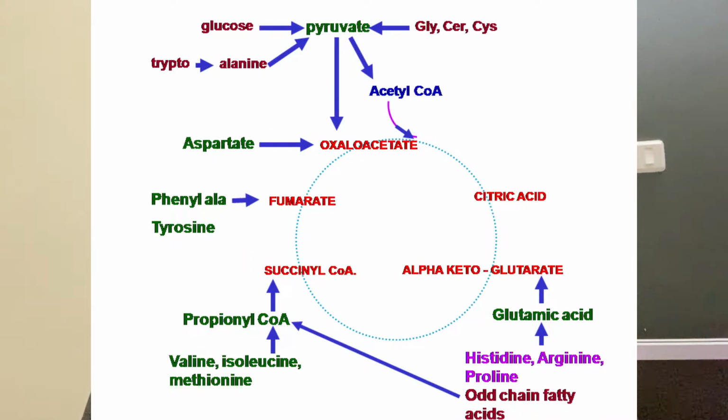So a diagram is given here. You have to draw that diagram. If you draw that diagram, everything is explained. Now, this is the catabolic aspect. Regarding anabolic activity, certain compounds can be formed from the citric acid cycle.